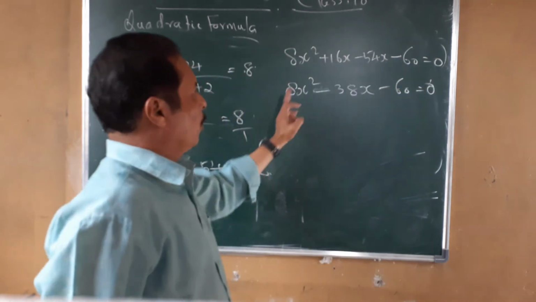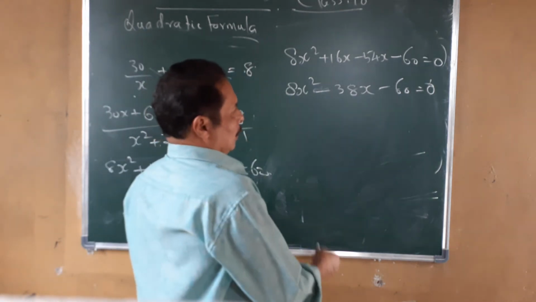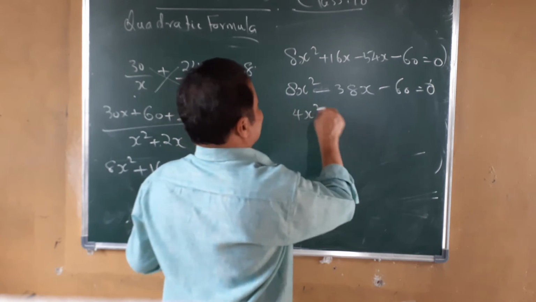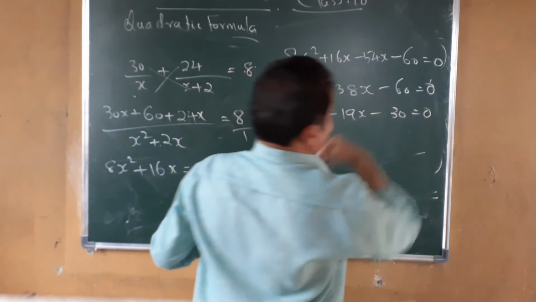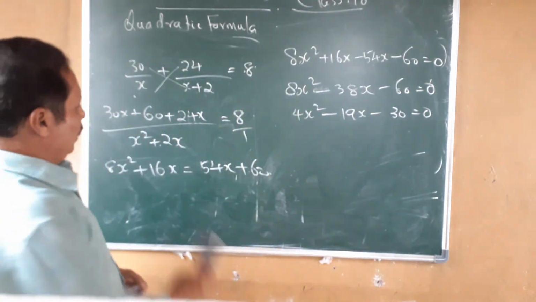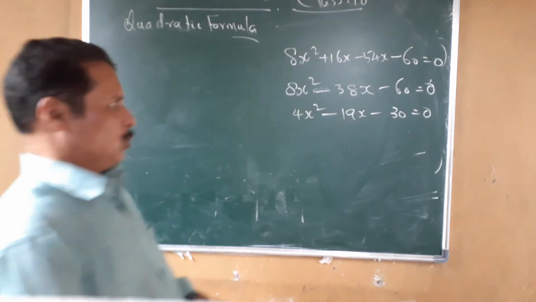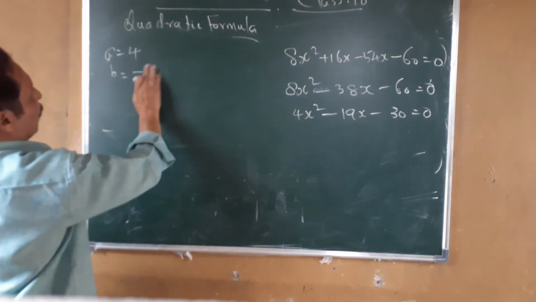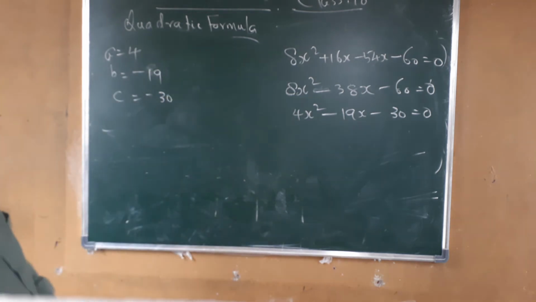Now it is in the form of ax square plus bx plus c equal to 0. Okay. Now all the numbers are even numbers. You may cancel like this. Divided by 2 you get like this. It is not compulsory. Is it over? Now it is in the form of ax square plus bx plus c equal to 0. a equal to 4, b is equal to minus 19 and c is equal to minus 30. Are you ready to complete it?